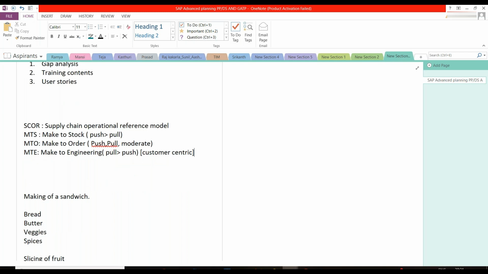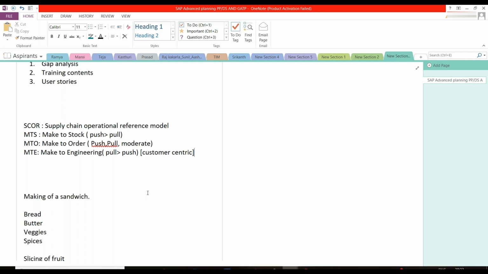So make to engineering has higher pull processes for sure, and both the parties are aware that it would be time consuming. Obviously, if I'm supposed to redesign the whole product, it is known to me that I'm supposed to wait for a much longer time than what I would wait in my MTO to get it done, because it needs special attention.